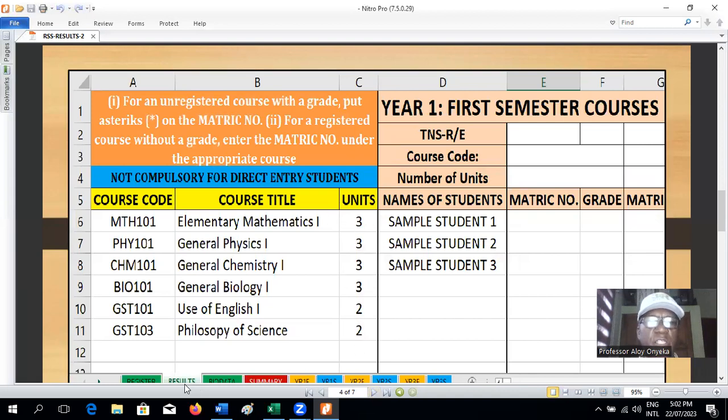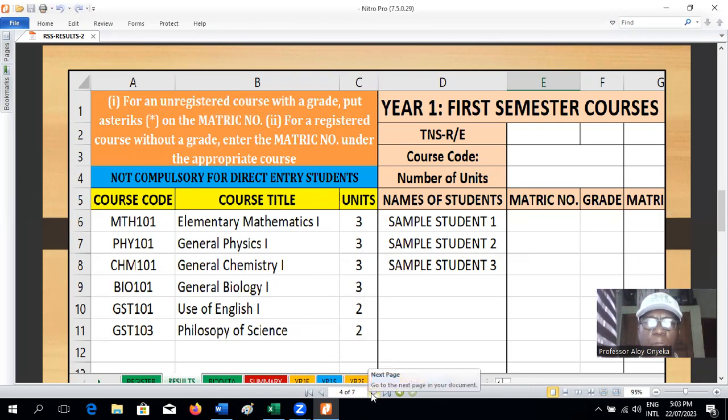So for instance, this is a result worksheet, and here we're entering the course list. So you can see you have Maths 101, Physics 101, Chem 101, and all that. So you list the course codes, you specify the course titles, and again, the credit units. So once you do that for all the courses offered in the department, then you are done with entering the course list on the result worksheet.